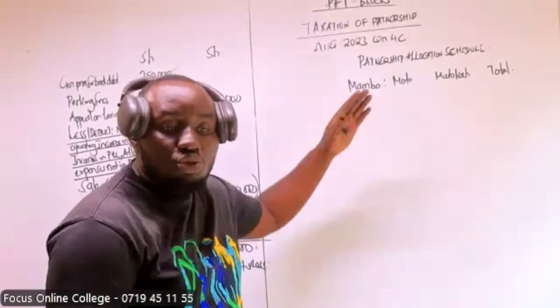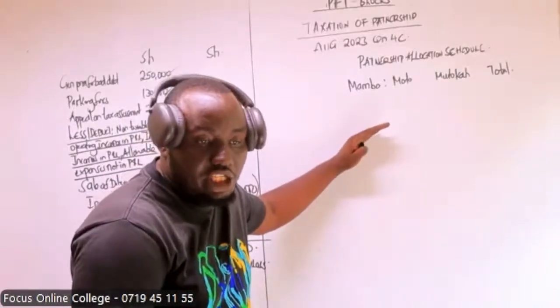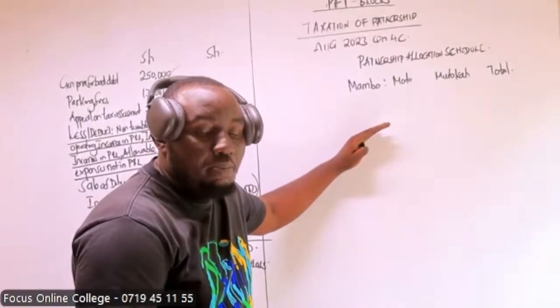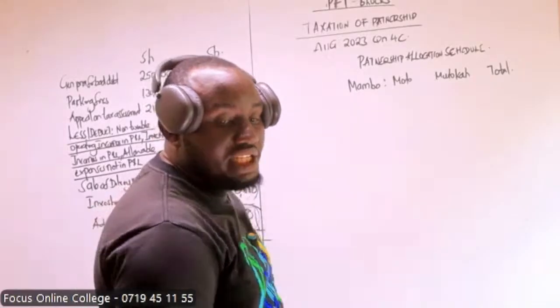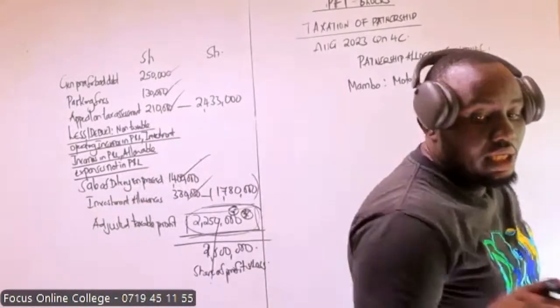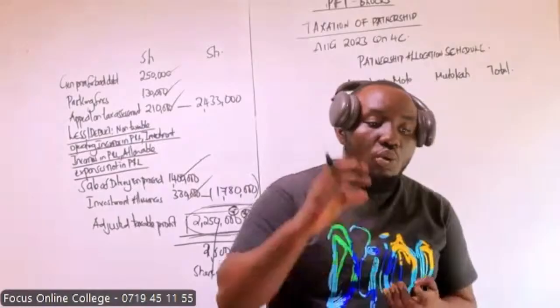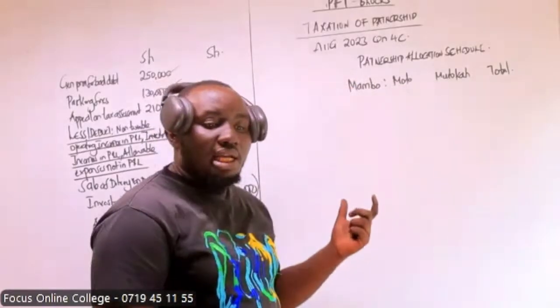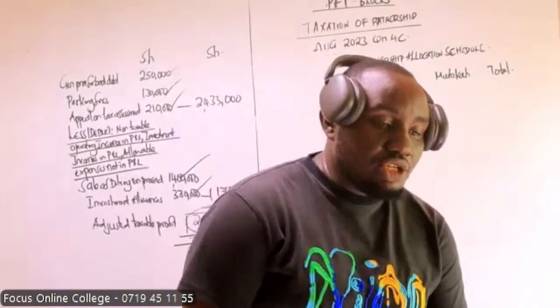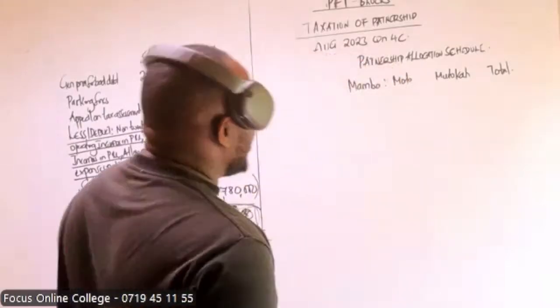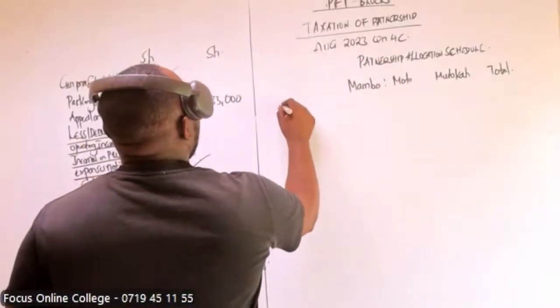That means you need to understand the format of the partnership allocation schedule. Did we provide the format? It was provided. Another very important point about interest on drawing: in this particular question, we do not have interest on drawing. So I come here, but you have interest on capital.